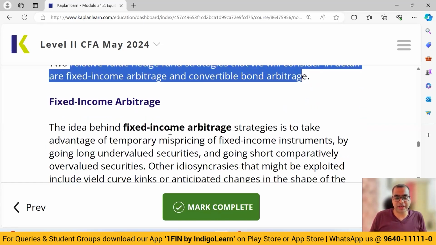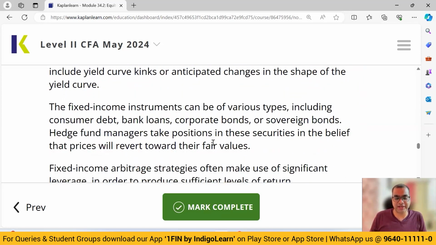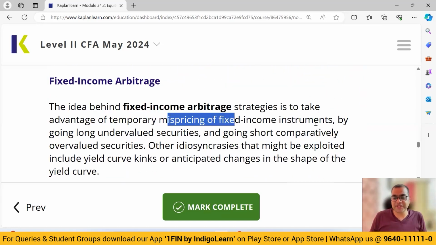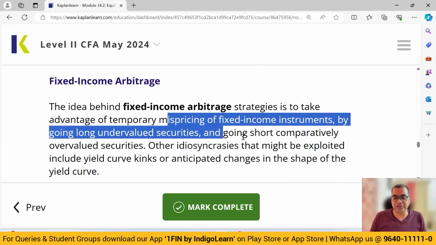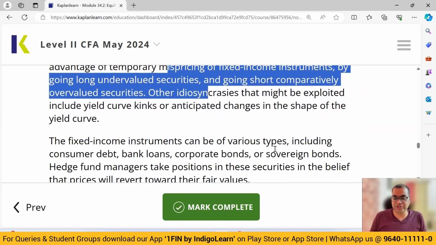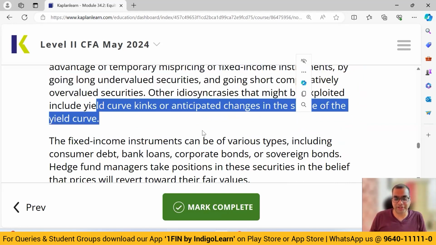So we are looking at two kinds of relative value strategies. One is fixed income arbitrage and the second one is converts. What is fixed income arbitrage? Mispricing of fixed income instruments by going long undervalued securities and going short comparatively overvalued securities. Other idiosyncrasies that might be exploited include yield curve kinks or anticipated change in the shape of the yield curve.